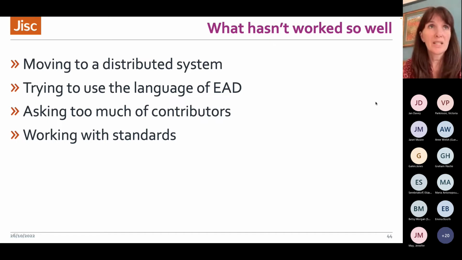Well, the distributed system didn't work. Trying to be transparent and use the language of EAD didn't work with most contributors. And if you ask too much of contributors, which I think we've sometimes pushed that way, we've had to come back a bit from that and really understand where they are and the sort of knowledge that they've got. And I've put working with standards because it's not so much that it hasn't worked so well, but standards can be both a blessing and a curse, as I'm sure a lot of you know. So I think you need them and they're good, but they can sometimes actually hamper you around your innovations work and things. So that's why good structure, I think, is really important, as well as standards.